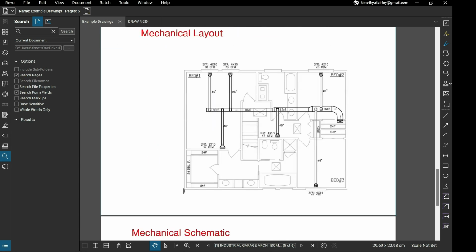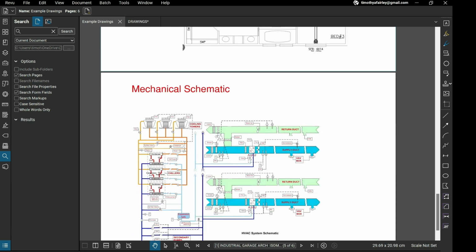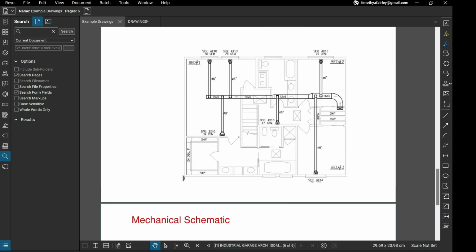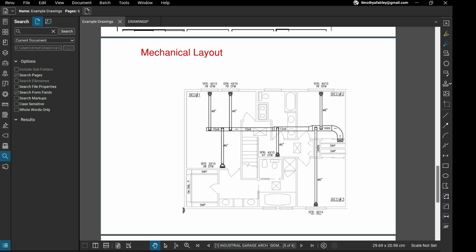And then same with the mechanical. We've got a schematic drawing that shows how everything's connected. And then we've just got a simple layout drawing that shows the actual position of ducts, of the fans, and where the ventilation points are.